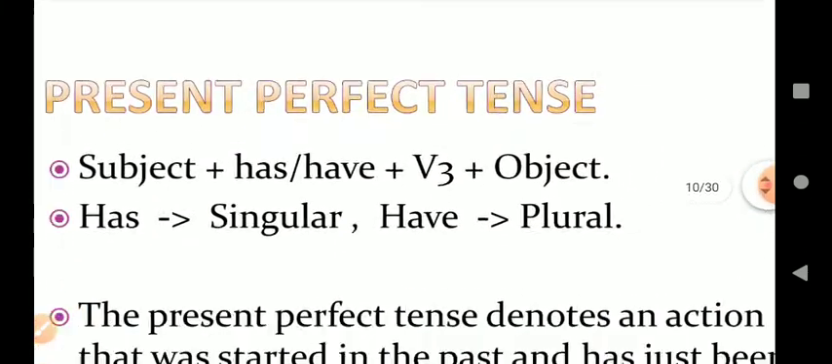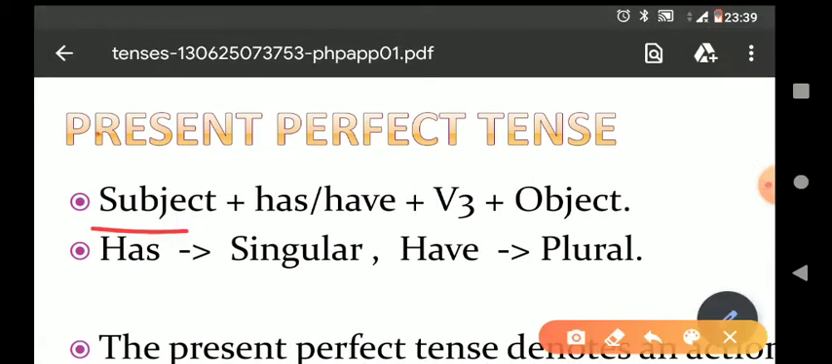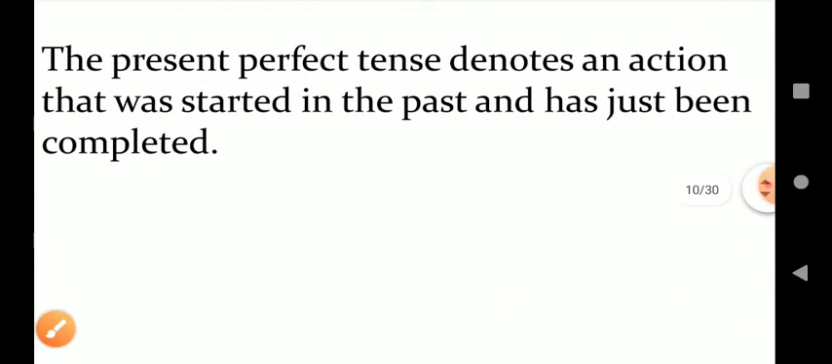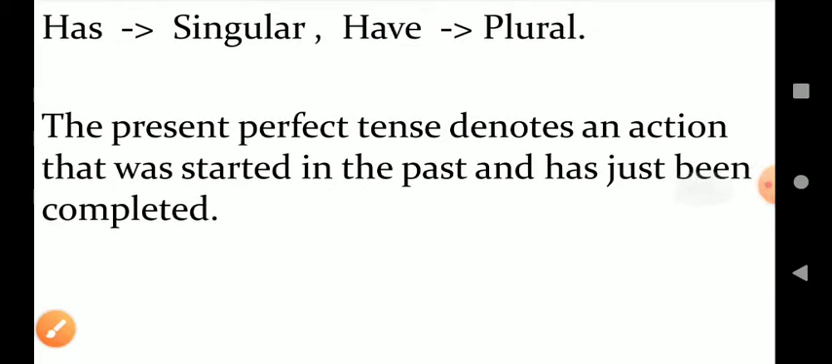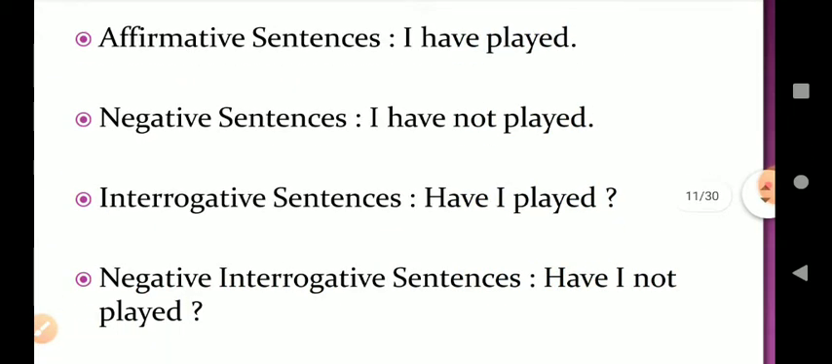Example I have given you: I have played football. So I is the subject here, then have, v3 is played, then the object is football. It denotes an action that started in the past and has just been completed. And you are seeing the example again in four different kinds of sentences. You can pause the video and read this.